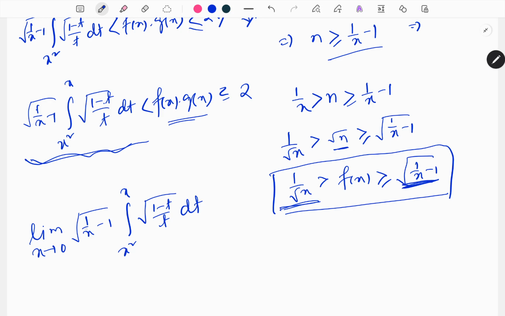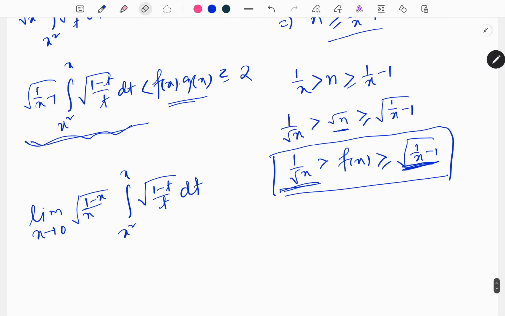This 1/x minus 1 we can write as (1 minus x)/x. Now here, if you put limit x tending to 0, then this is infinity and this is 0 to 0, so infinity into 0, an indeterminate form. So we can't apply the limit directly here. We will try to use the L'Hospital rule here. So how will we use this?